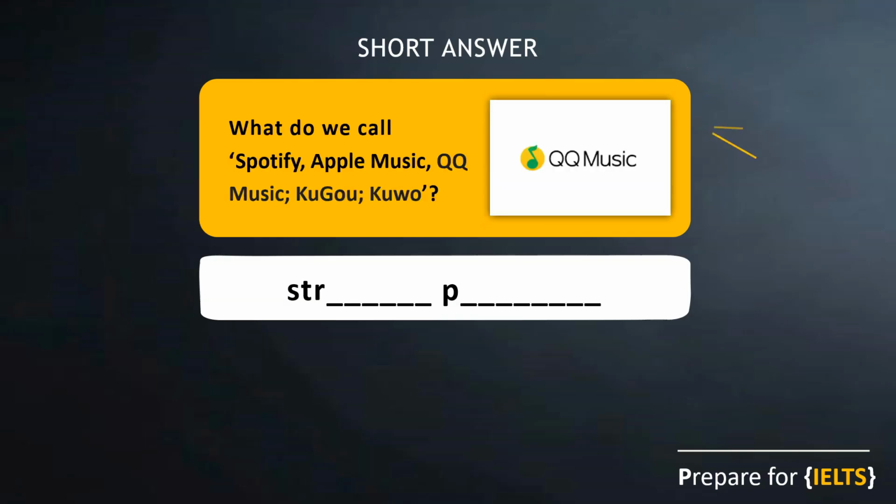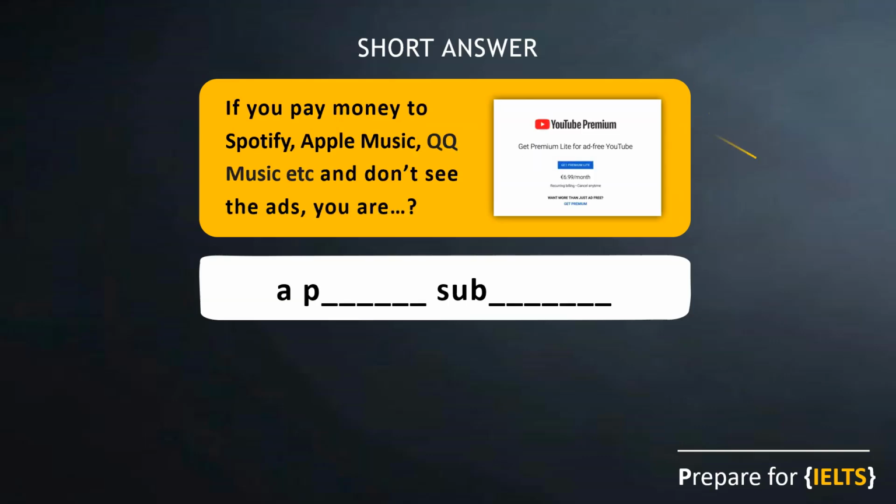What do we call Spotify, Apple Music, QQ Music, etc.? Streaming platforms. And if you pay money to these streaming platforms, you are a premium subscriber.